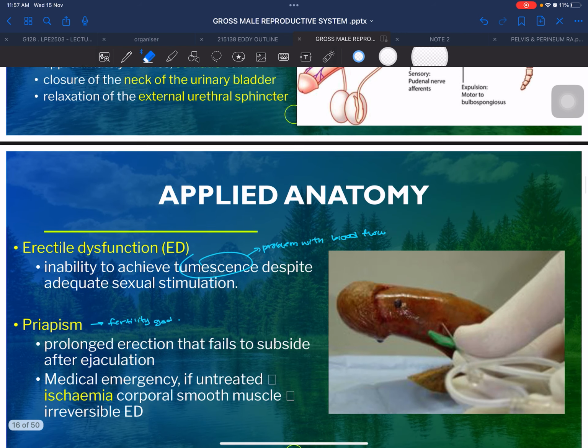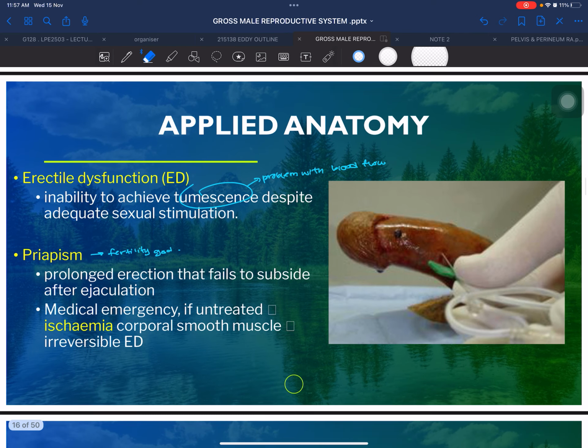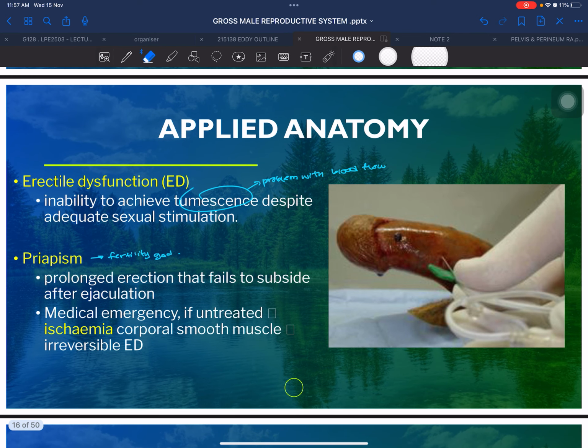Okay, a bit of applied anatomy. Erectile dysfunction means inability to achieve an erection despite adequate sexual stimulation, and priapism is due to a prolonged erection that fails to subside after ejaculation. It might be drugs, right? Drugs involved.